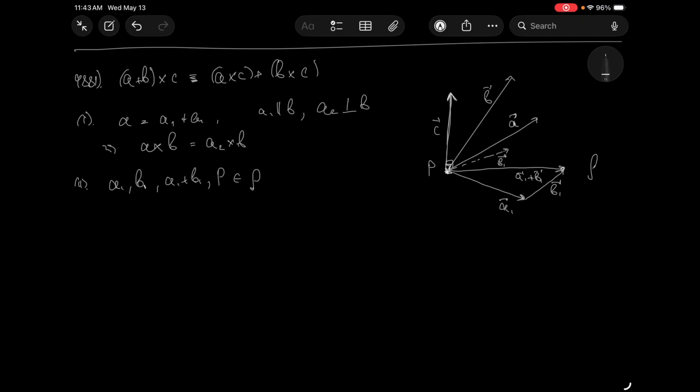So what else do we have? Let's denote this point as M, and this point is going to be called Q. All right, and what else do we have? We have pretty much everything here.